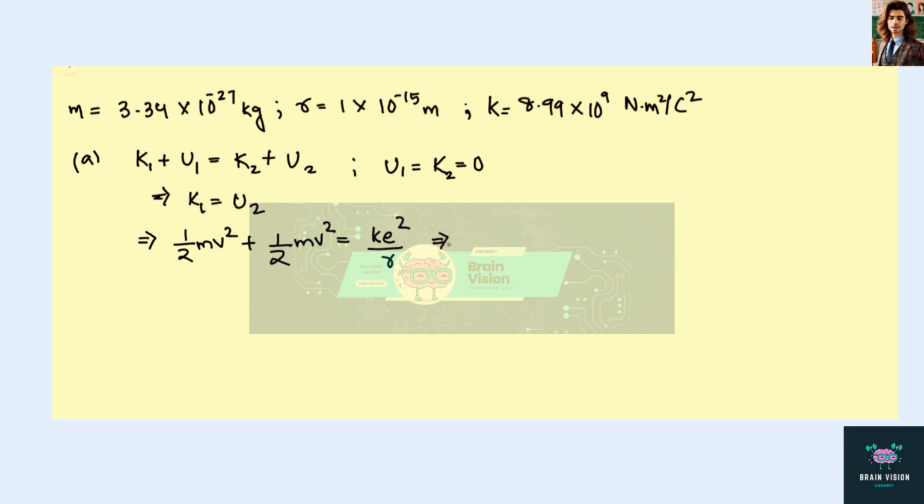This gives velocity to be equal to e times root over of k over mr. So m is given to be this value, and e is the charge of the electron. So we are just taking the magnitude here. And this gives the magnitude of velocity to be 8.3 times 10 to the power 6 meters per second.